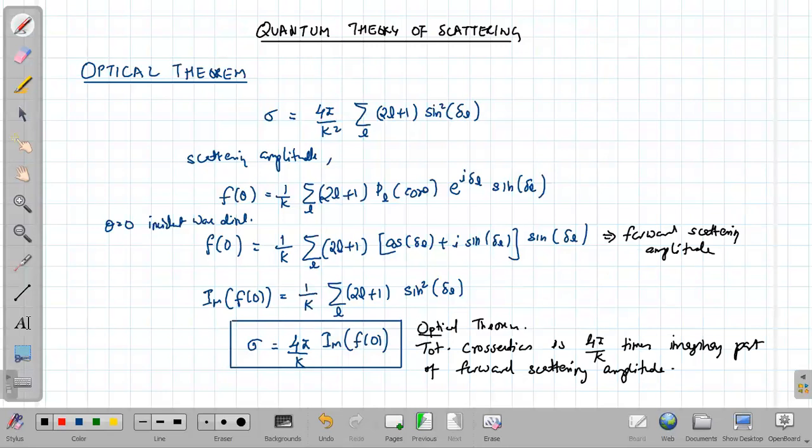Okay, so what is the importance of this theorem? This theorem states that the information of total scattering cross section is well within the information of forward scattering amplitude. So that means whenever a particle scatters through interaction, some of the particles will just pass through the target without any interaction. So the information of the scattered particles would be available from the data of unscattered particles.